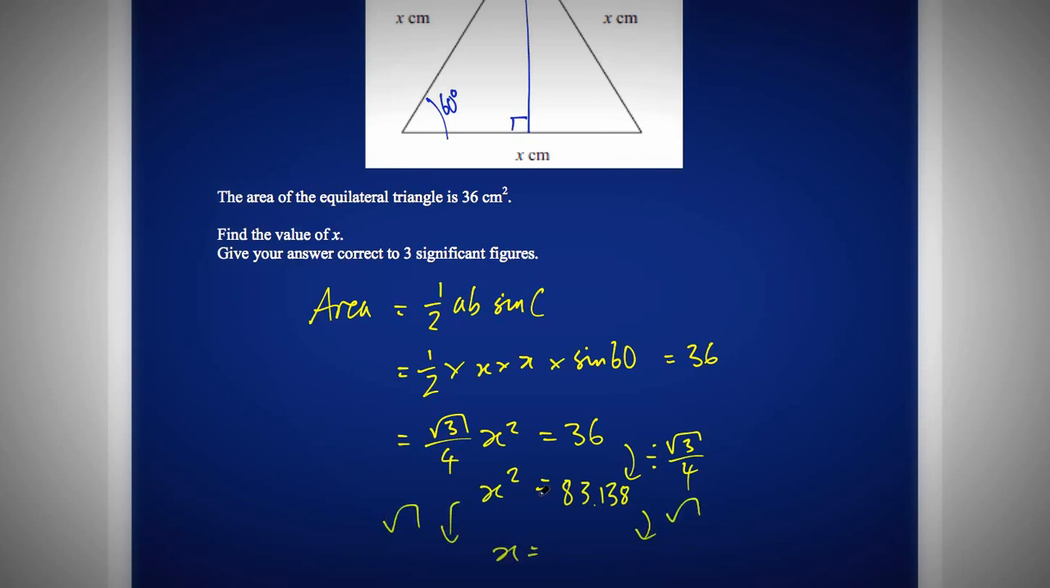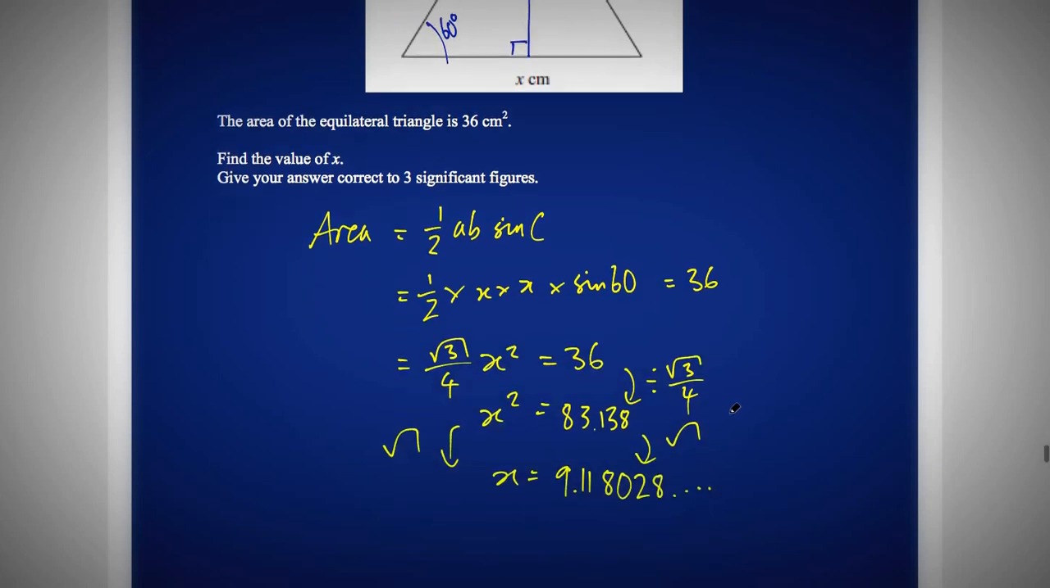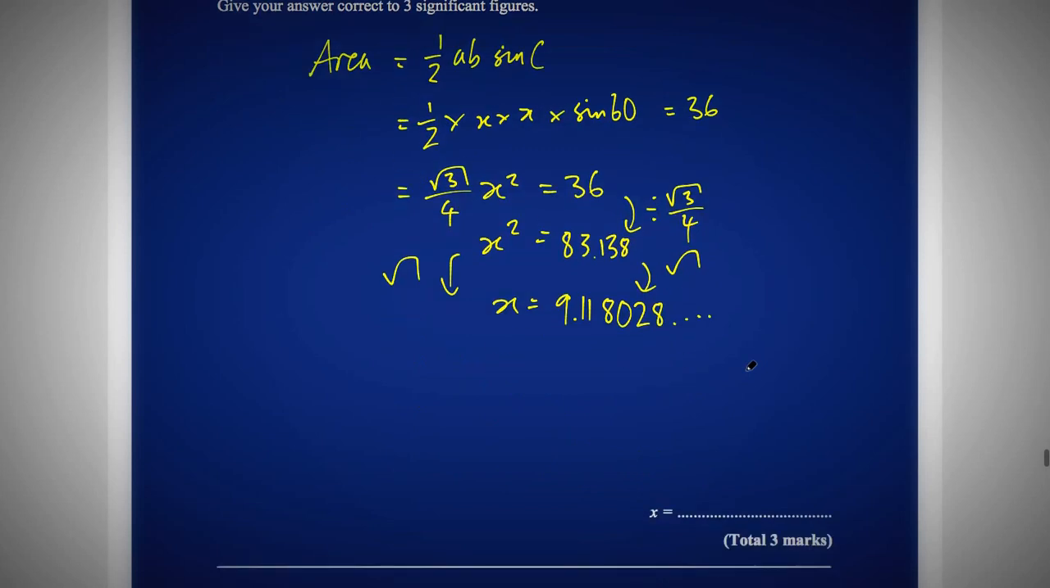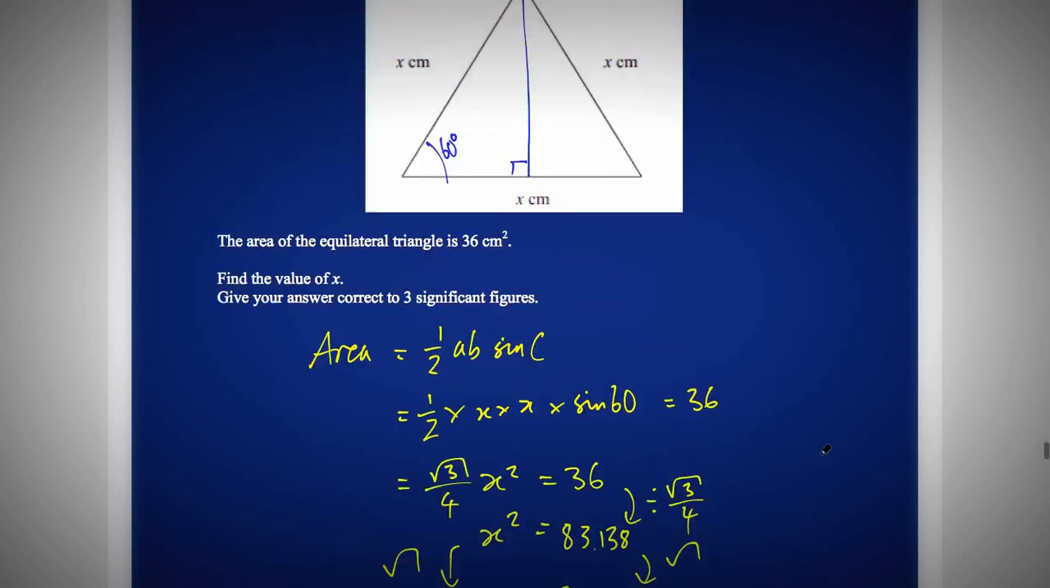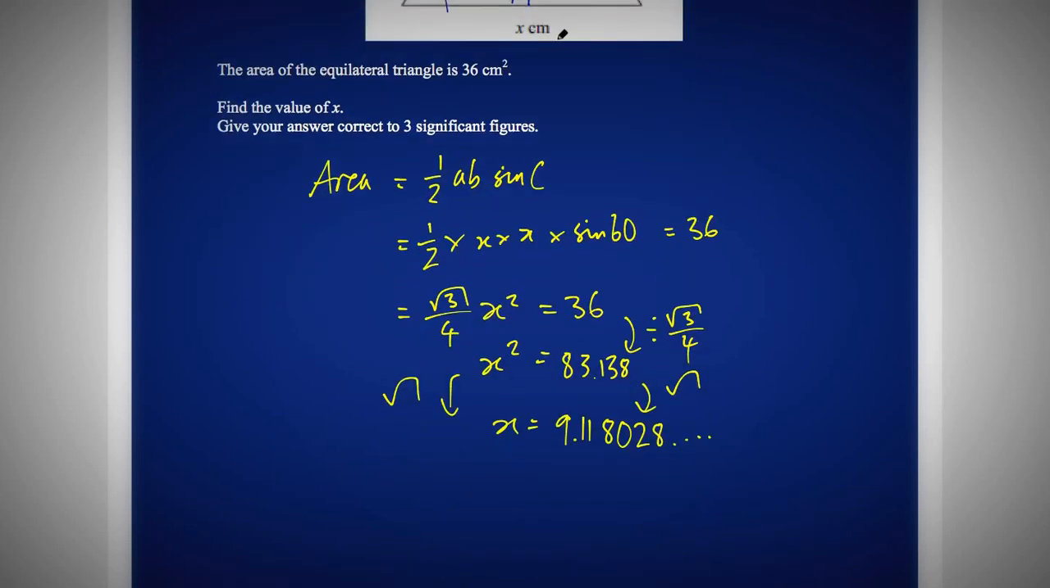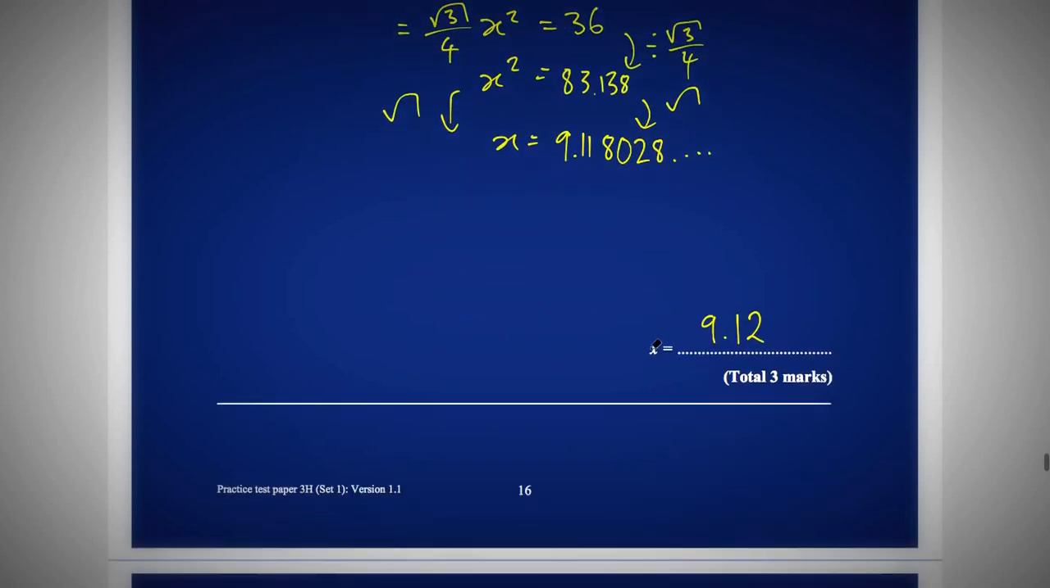X equals, and I only have to give the positive answer here because x is obviously a positive measurement on the triangle, so I don't need to worry about plus or minus. That's 9.118028, and giving my answer correct to three significant figures, that is 9.12 centimeters, or x is in fact just 9.12. So that's that one complete.